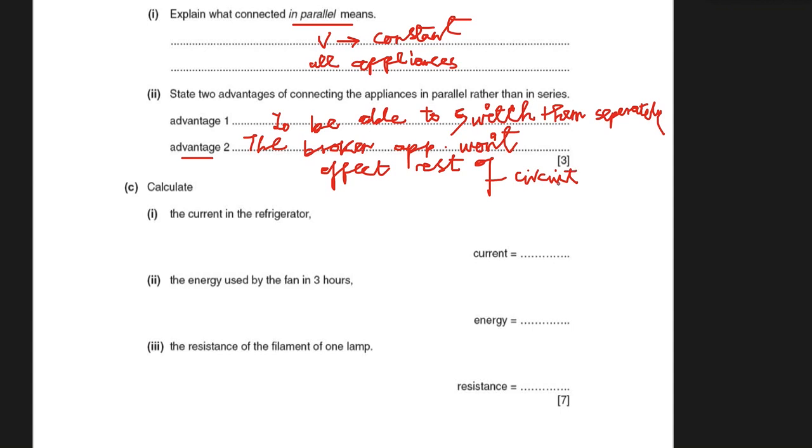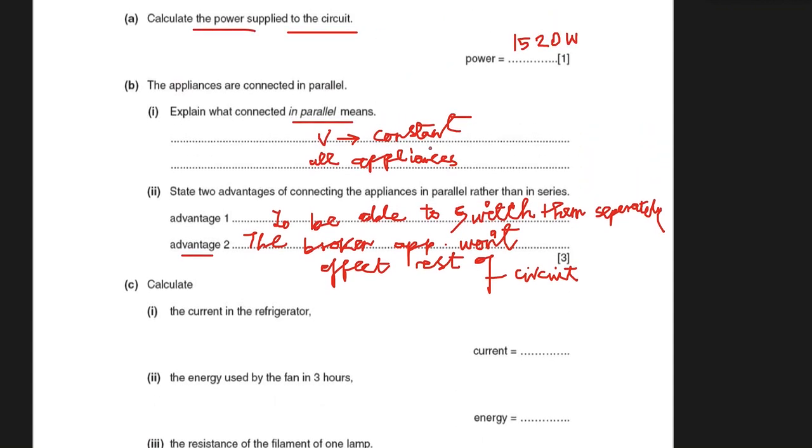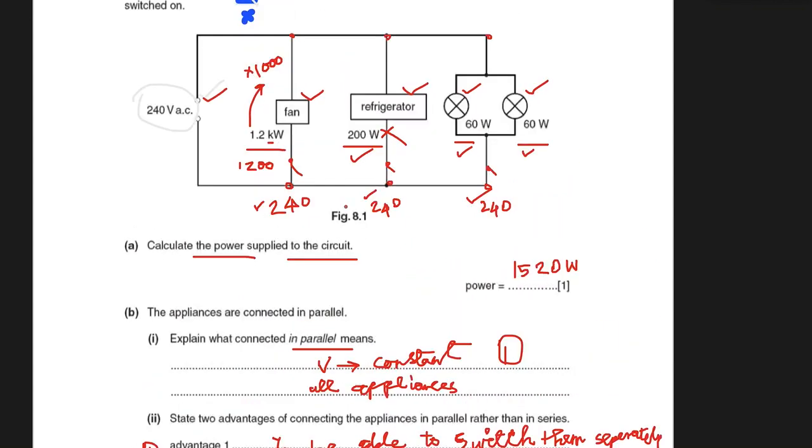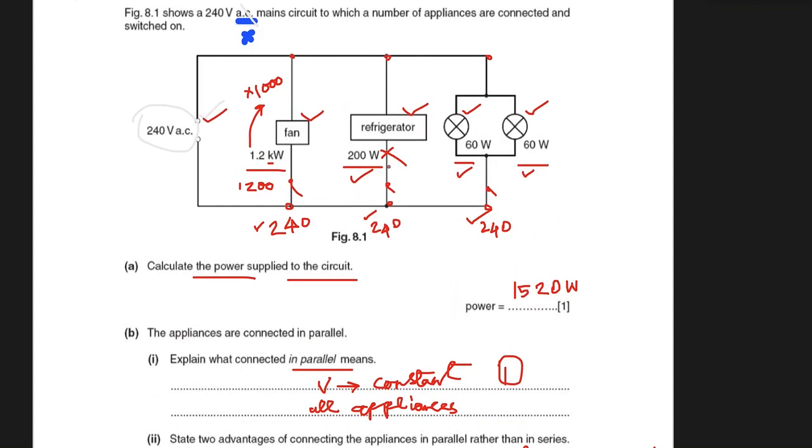So if you write this, you will get 2 marks, 1 mark for each of these points. So let's move on to the C part, which is asking you to calculate the current in the refrigerator. Now to find the current in the refrigerator, you already know the power being supplied to the refrigerator, that is 200 watt.